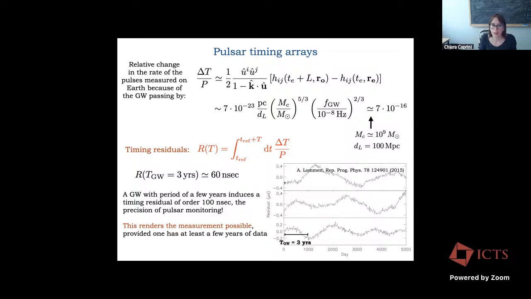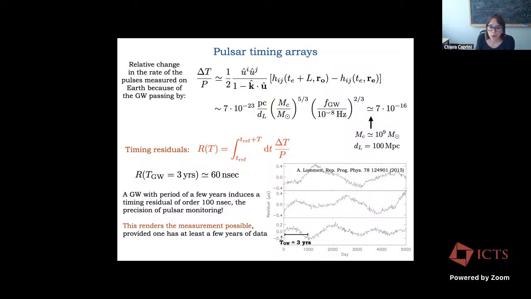And here you see a simulated signal. You see the precision is indeed of the order of 100 nanoseconds, here we have the time, and here we have a period of about 3 years. So you see how the gravitational wave imprints a modulation in the timing residual that is measurable, because it has the right amplitude, with which you can actually have the precision in the context of this observation.